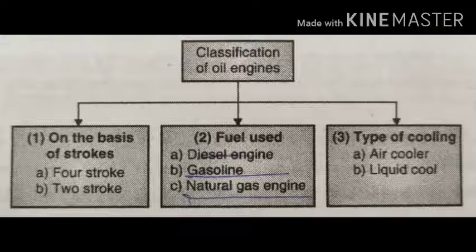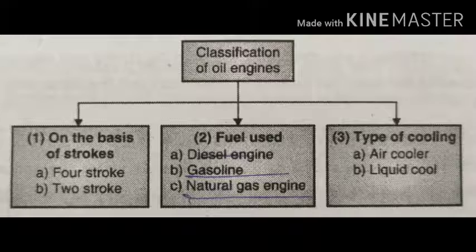Classifications are on the basis of strokes, fuel and types of cooling. If we look on the basis of stroke, they are divided into two. First one is 4-stroke, second one is 2-stroke. On the basis of fuel, first is diesel engine, second is gasoline engine, third is natural gas engine. And third, on the basis of cooling, they are divided into two: air cooled and liquid cooled.